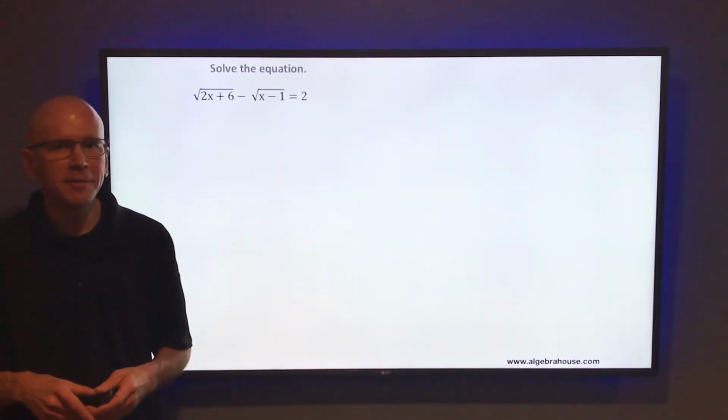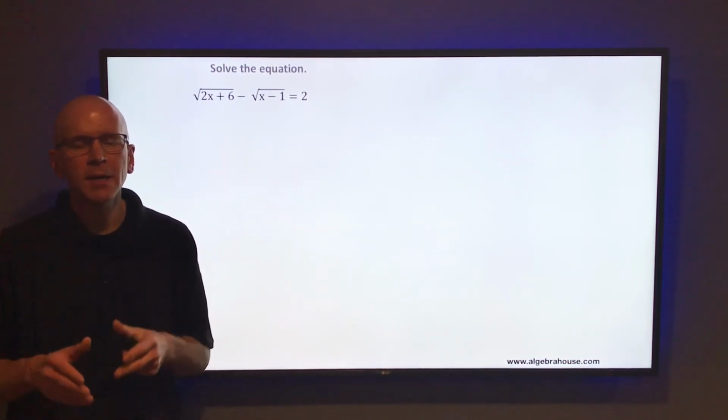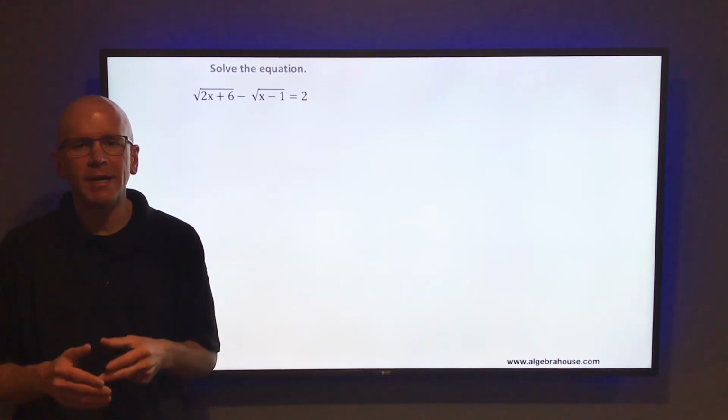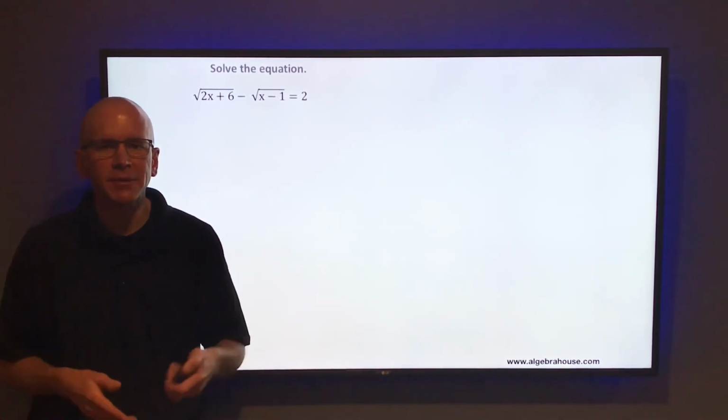Well, that looks like fun. Square root of 2x plus 6 minus the square root of x minus 1 equals 2. We have two radical signs in this equation. You want to isolate the most complicated looking radical first, then eliminate it, and then proceed to solve for x.